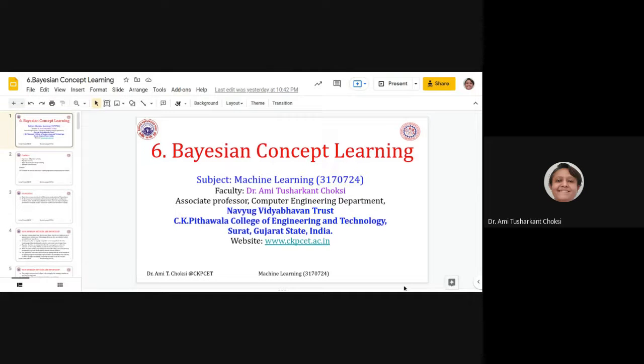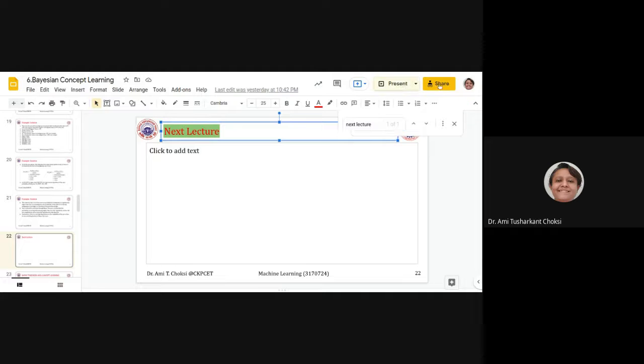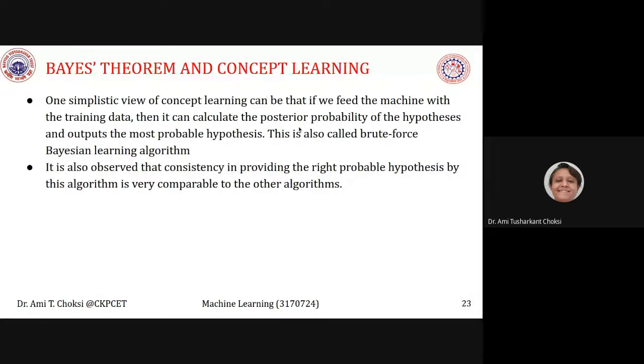Good morning, friends. We are learning our subject Machine Learning 3170724. In that, we are learning module 6, it is Bayesian concept learning, right? So, now we want to learn Bayes theorem and concept learning.